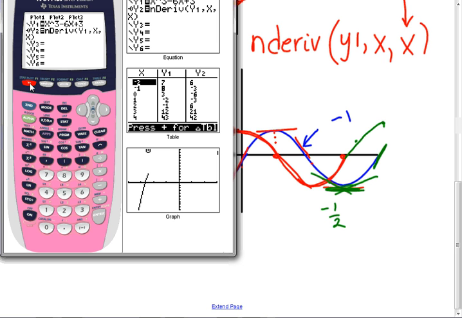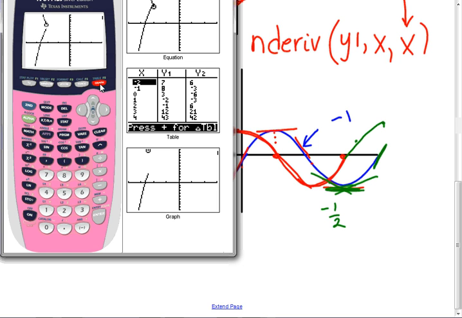Did you guys change it to simultaneous? Because it's kind of cool. You go to mode, and you arrow down. So if I press mode, sequential or simultaneous? Simultaneous is really cool. Okay, we ready? Graph. Okay, here's my function.